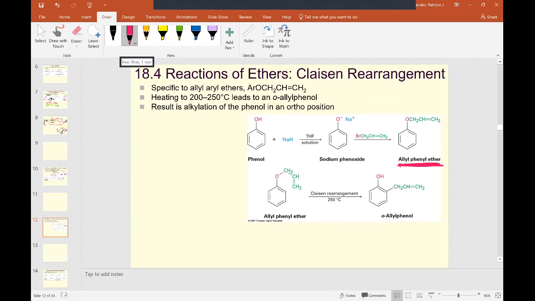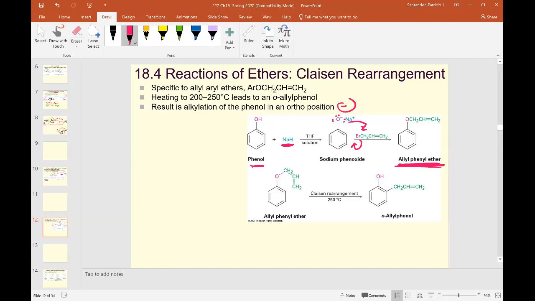So we can use the Williamson ether synthesis. We can deprotonate phenol with sodium hydride. We are using exactly the same procedure of the Williamson ether synthesis. Deprotonation, we form the alkoxide with 3 lone pairs of electrons there, negatively charged. And then you have nucleophilic attack of this on the carbon atom of the allyl bromide. Displacement of the bromine, and in that way you have formation of the allyl phenyl ether.